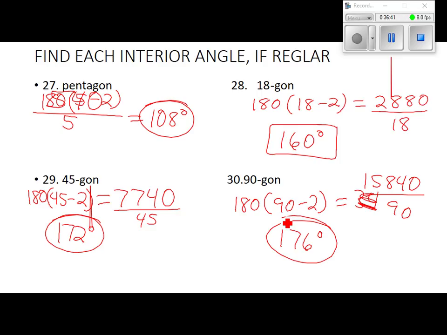Kenzie's going to draw that 90-gon for us, and she's going to show it to us by the end of class, right, Kenzie? I'll do it. That's a good job. Mr. Eversole, that's a good job.